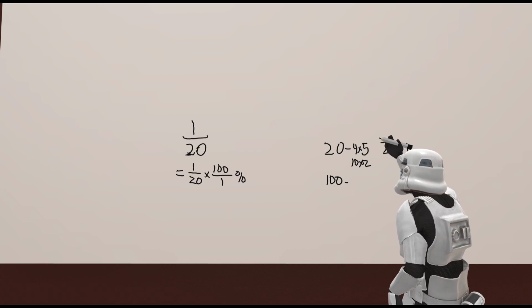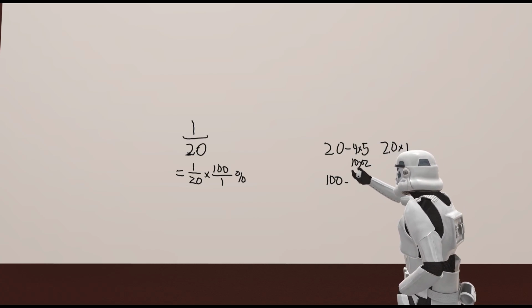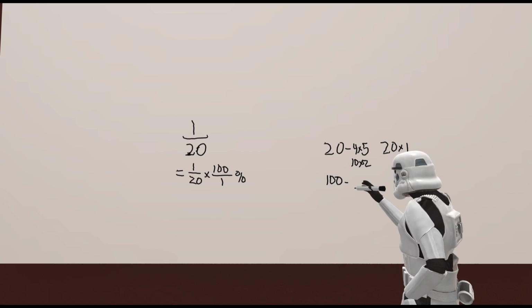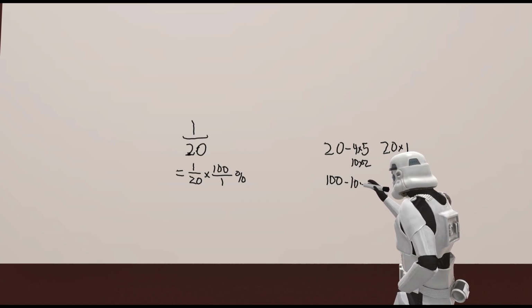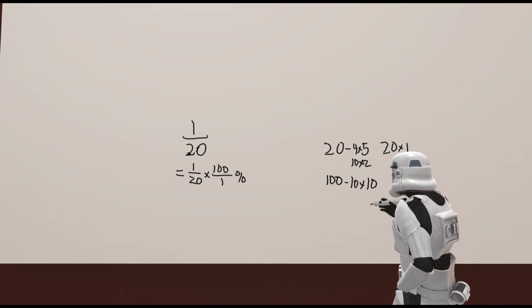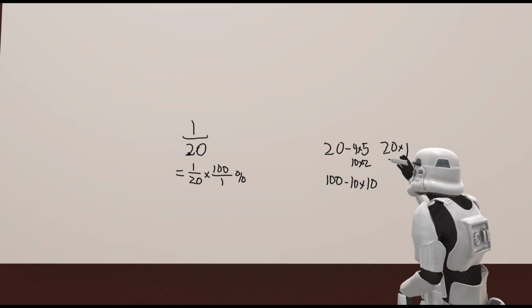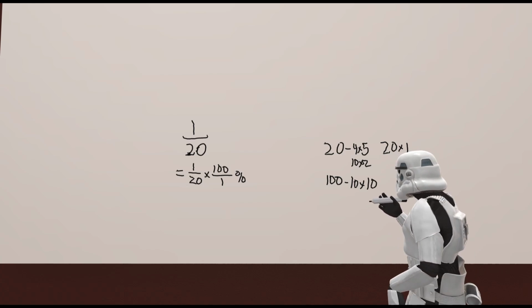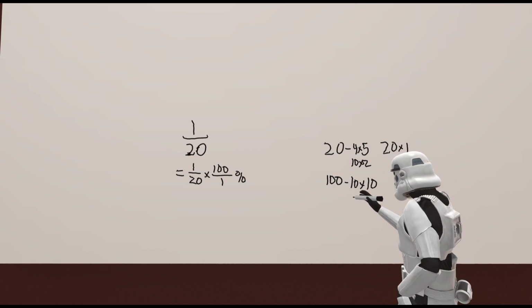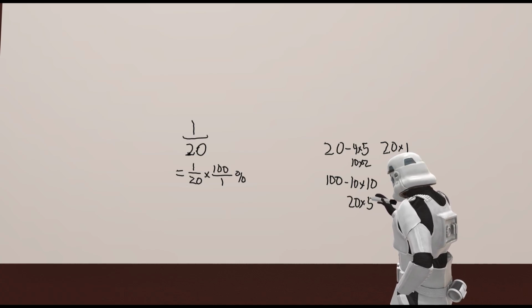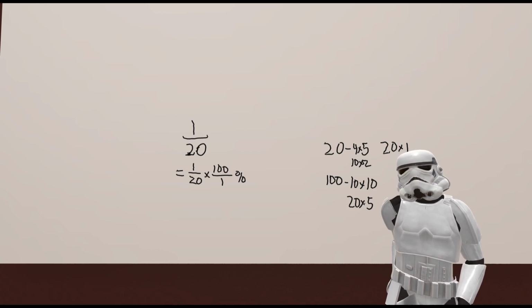Now we want to try to use these factor pairs. So does 10 fit into 100? Well, it does. So we have 10 times 10. Now is there a higher number than 10 that fits into this? Does 20 fit into 100? Well, it does, because 20 times 5. So 20 fits into 100 5 times.